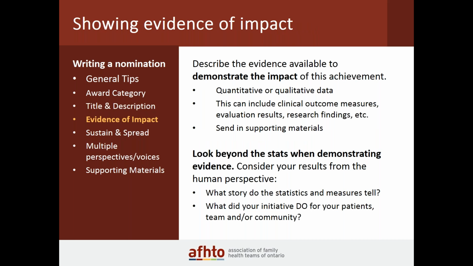Next, you're demonstrating evidence of impact. So again, 100 words. Describe the evidence available to demonstrate impact of this achievement. This can be quantitative or qualitative data, can include outcome measures, evaluation results, research findings, etc. And you have the opportunity to send in supporting materials. I'm bringing up my notes, bear with me a second, around these supporting materials. We really want you to focus when you have 100 words to summarize what is the thing that the review committee needs to focus on to show the impact the nominee has made.